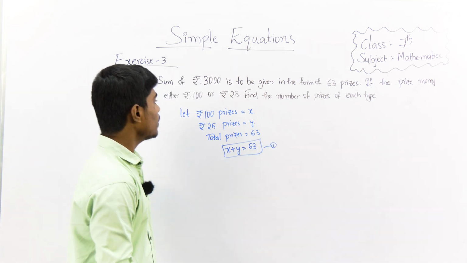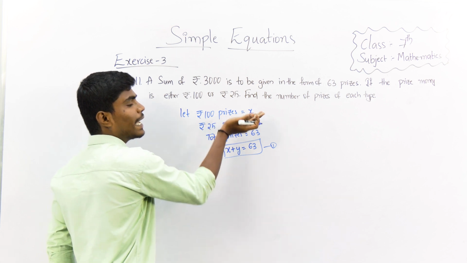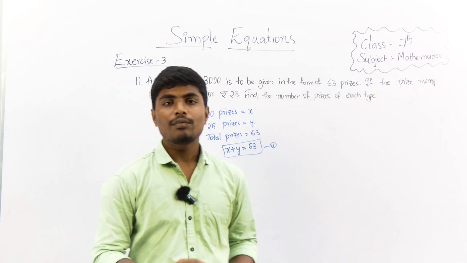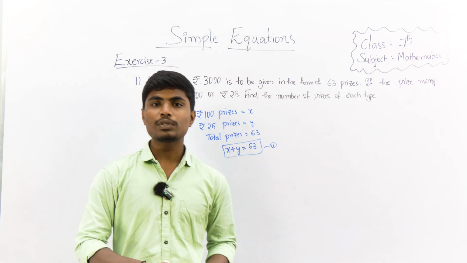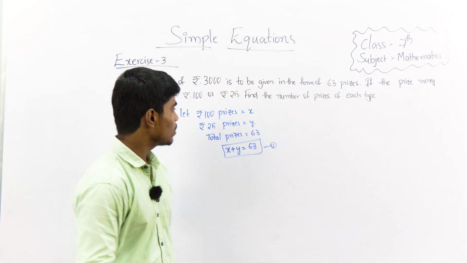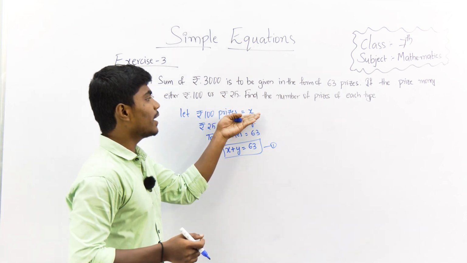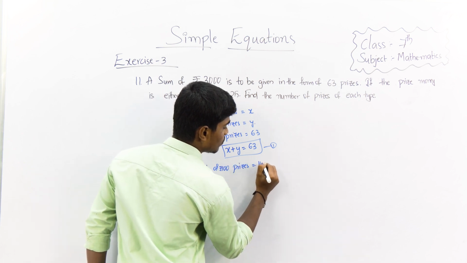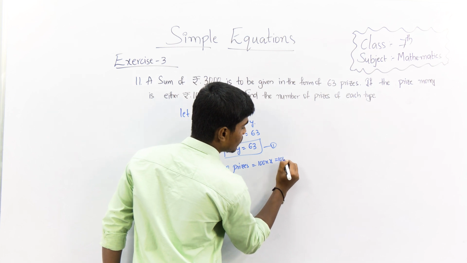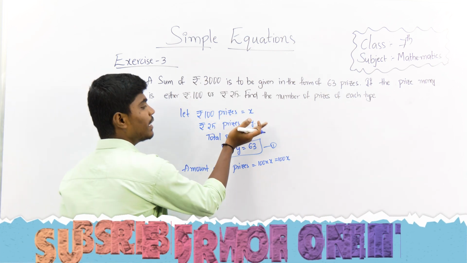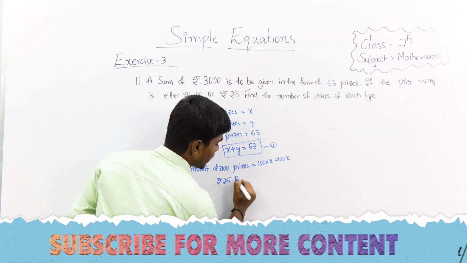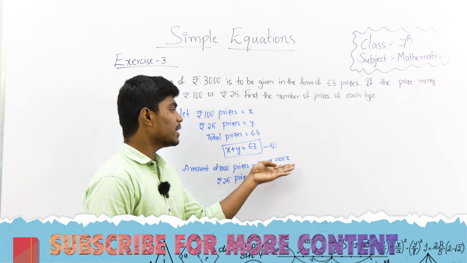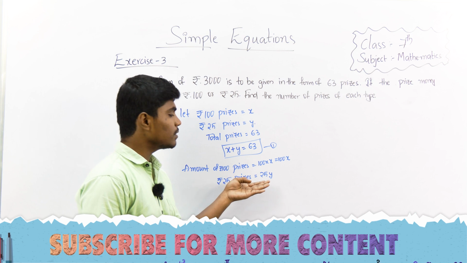Okay. Now the total number of 100 rupees prizes is x. What is the amount that should be given? See, if the prize money is 100 and we have to give 2 prizes, what is the total amount we should give? 100 into 2 means 200. So here also the amount of 100 rupees prizes is 100 into x, which is 100x. And for 25 rupees prizes, it is 25 into y, so the amount is 25y.